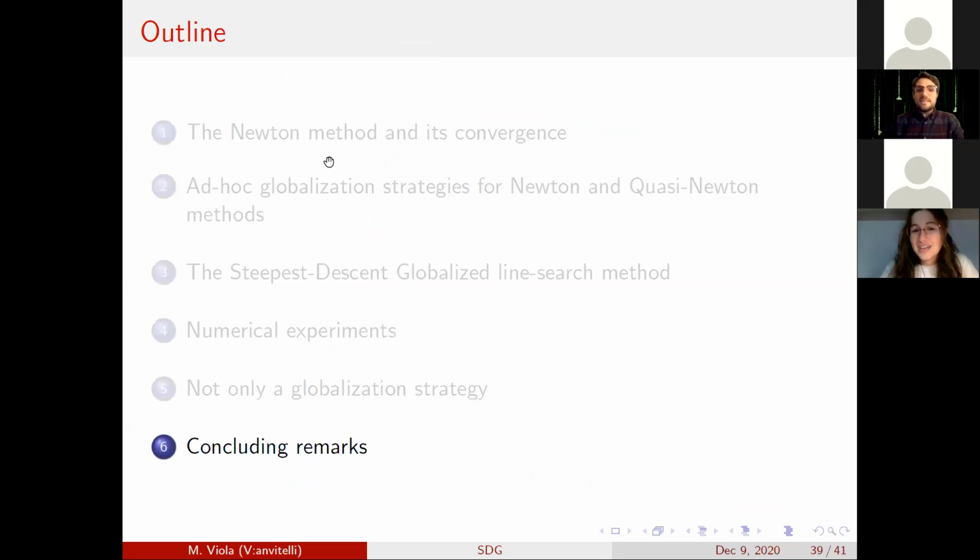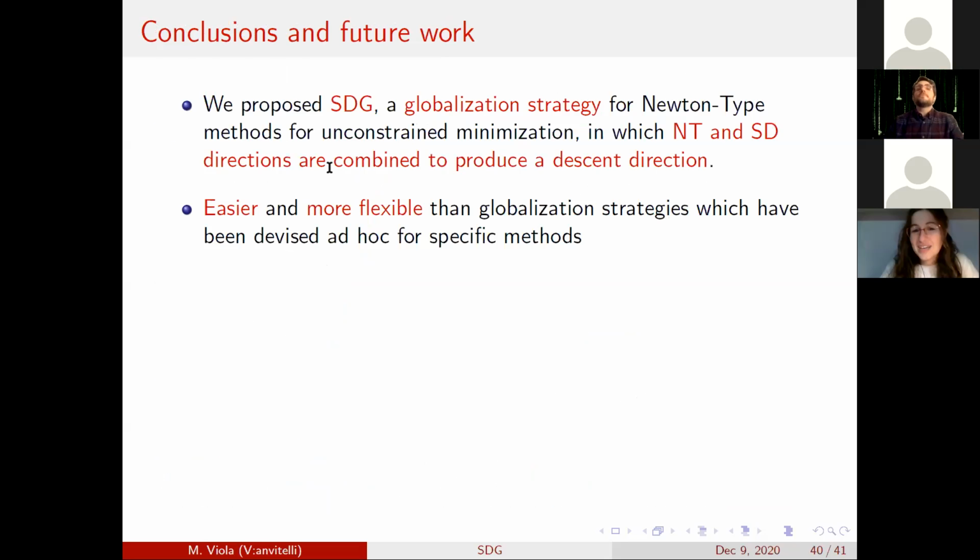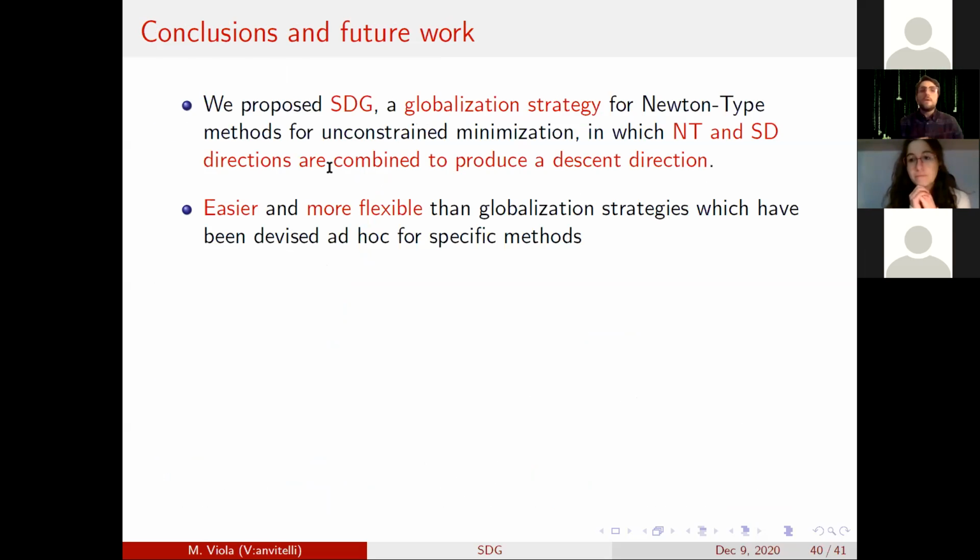And this is it. So conclusions. We proposed the steepest descent globalized line search method, which is a globalization strategy for Newton type methods, which combines Newton type and steepest descent direction. It's far more flexible than standard strategies.